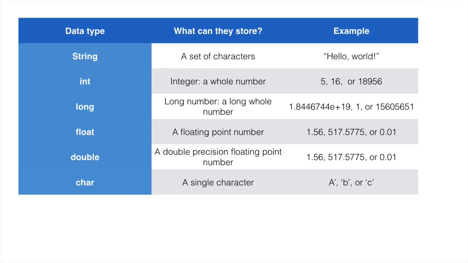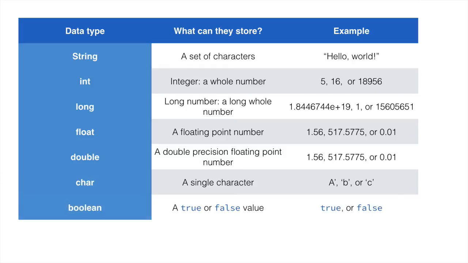And then we have arguably the most important type of all, which is Boolean. Boolean is a true or false value. So a Boolean can only have two states, true or false. As we've seen in the previous section, it's 1 or 0. 1 stands for true, 0 stands for false. So Boolean is the same thing, true or false.